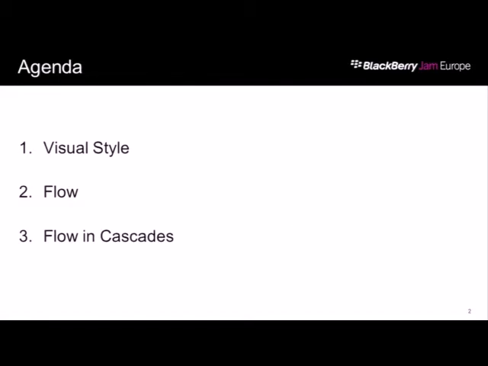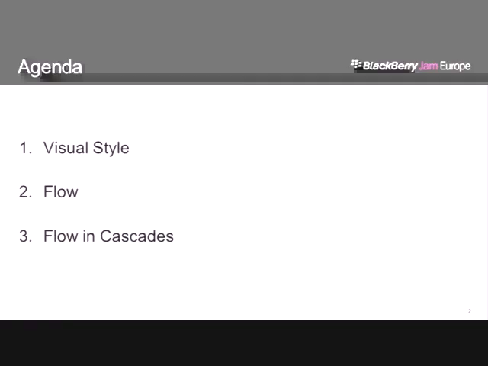So the agenda for today is only three chapters. We're going to talk about the visual style of BlackBerry 10, what we thought about doing this, and why and how. Then we're going to talk about the flow. You hear a lot about this flow. What does it actually mean? What is it we put into this word? And in the end, we're going to show you quickly how you do this in Cascades. A few quick code examples, just to show you how easy it is.